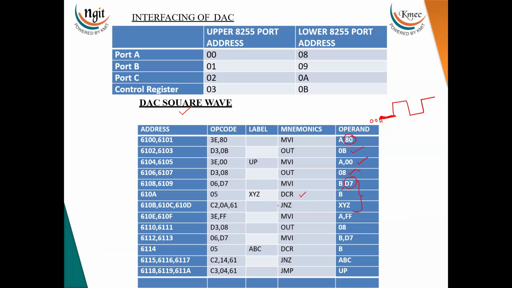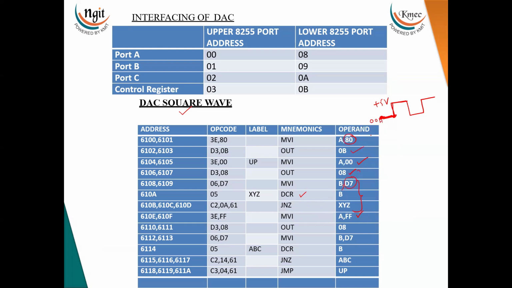Now I am continuing this loop. Once this goes to 0, it's supposed to jump to the maximum value. Now plus 5 volts means I have to take the FF value. So after completing this delay, again I'm moving this FF value into the accumulator.